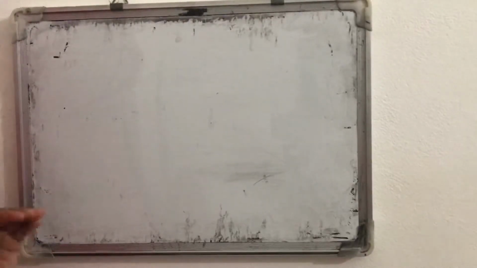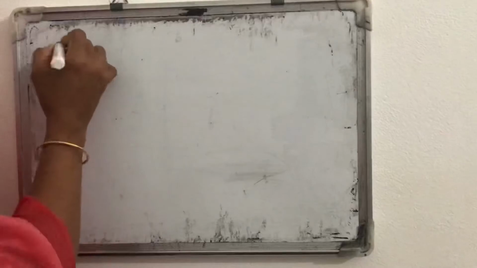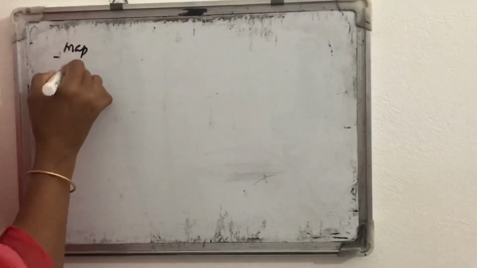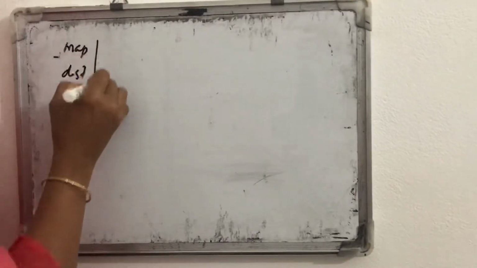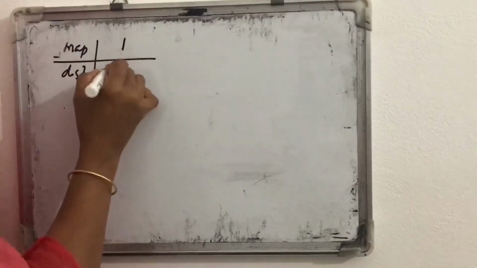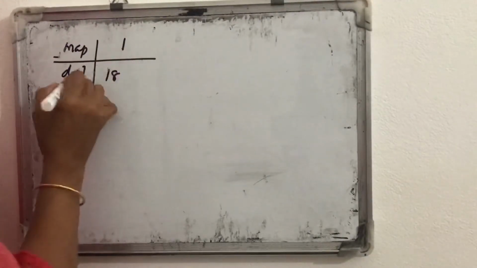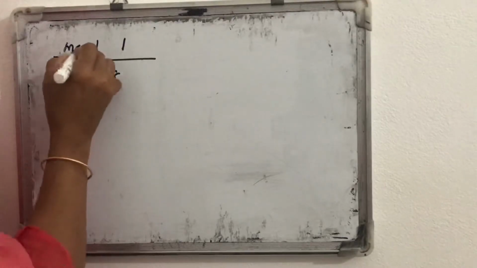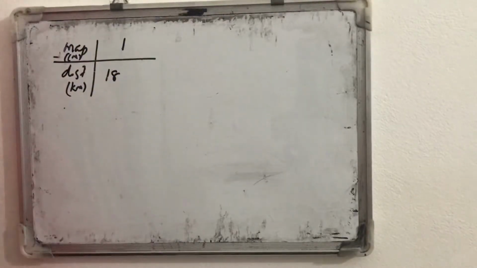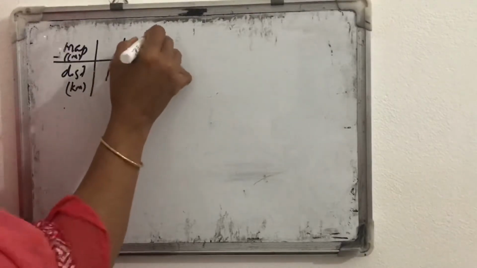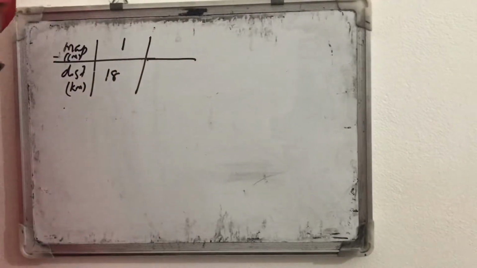Okay, Rashmi has a road map with a scale of 1 centimeter representing 18 kilometer. So the map distance and also the actual distance will be, if it is 1 centimeter, its actual distance is 18. This actual distance is given in kilometer. Map distance is given in centimeter. So 1 by 18 will be equal to, okay, that is given.